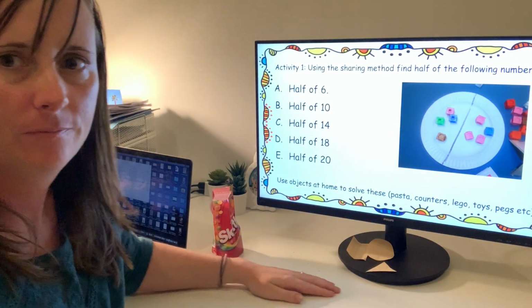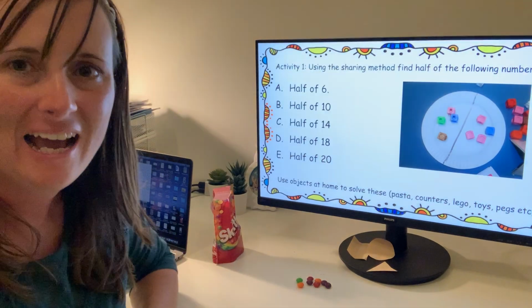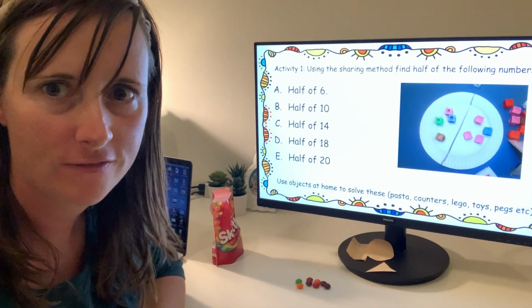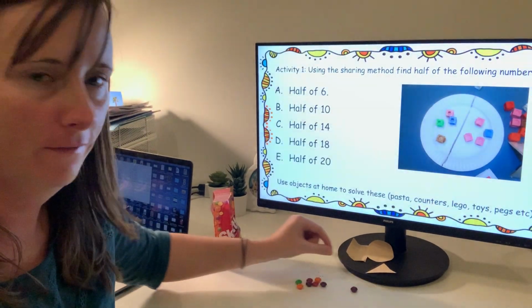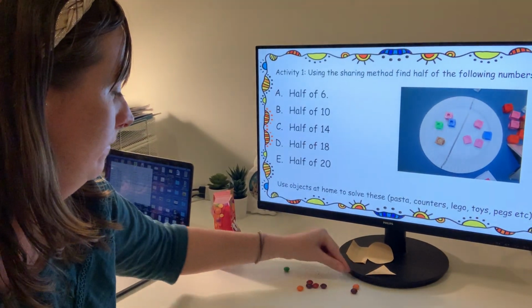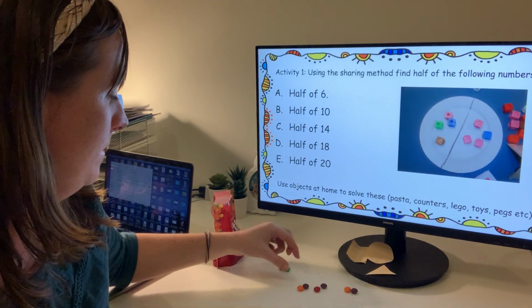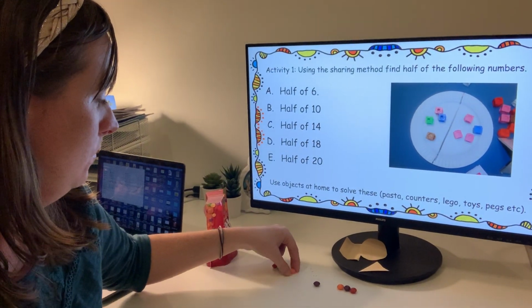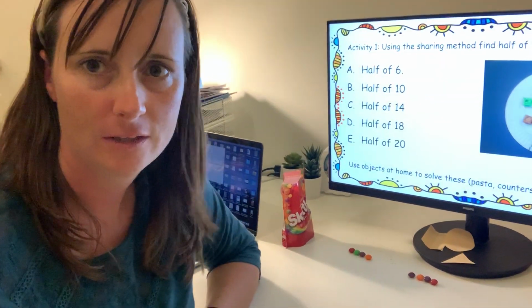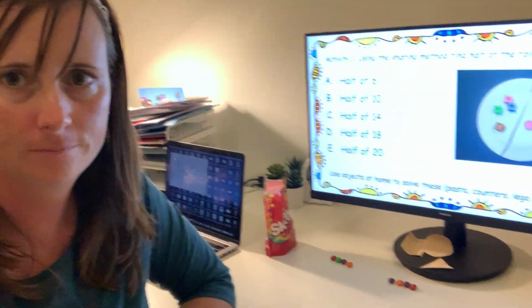Now what about if I want to find half of 8? I wanted to find half of 8 now. I could use the same method. 1 for you, 1 for me, 1 for you, 1 for me, 1 for you, 1 for me, 1 for you, 1 for me. So there we go.